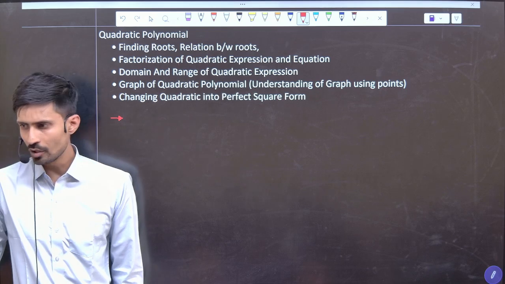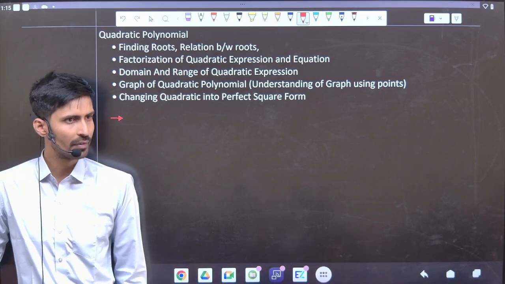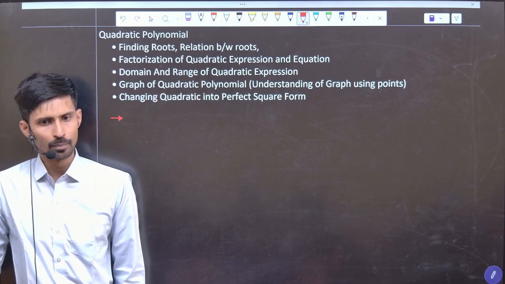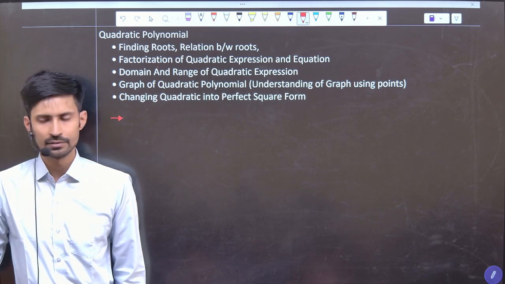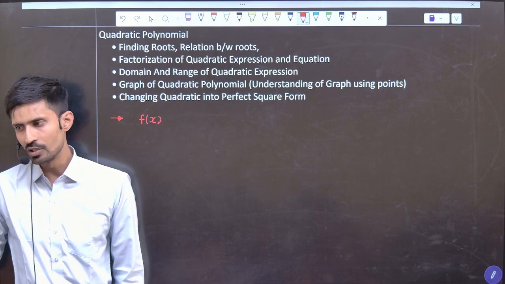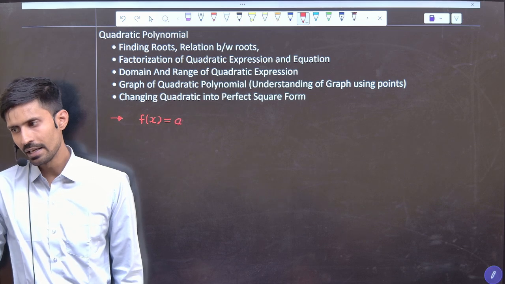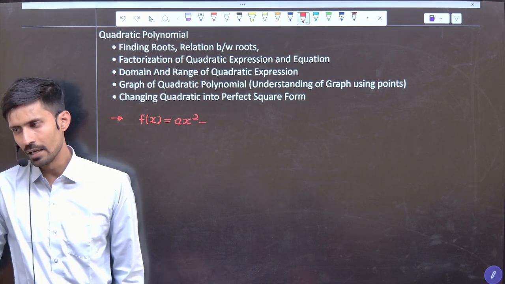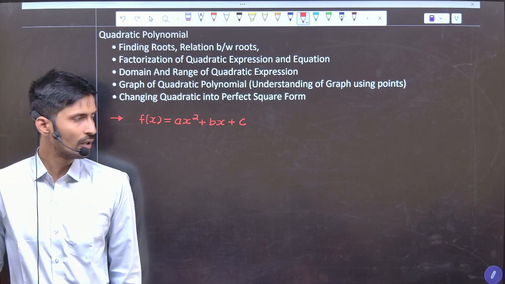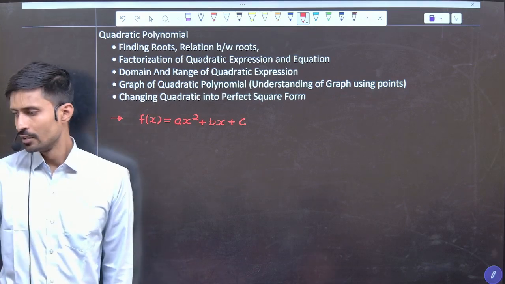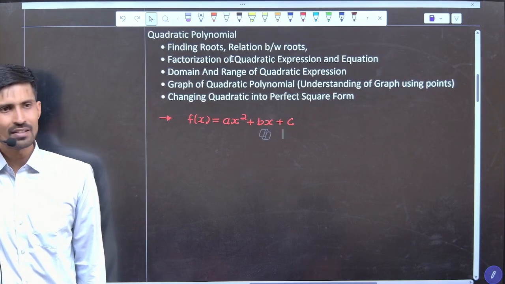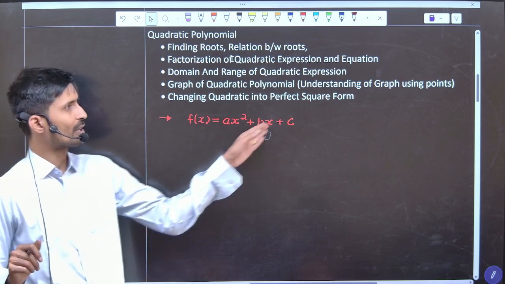Don't write all these 5 points. One by one we will write. First write the heading, quadratic polynomial. After that, stop. Don't write anything. After writing quadratic polynomial, you all write this: f(x) = ax² + bx + c. Do you know now why I am writing f(x) here? For easy communication. When I say f(x) directly, you will know it means ax² + bx + c. Yes or no?